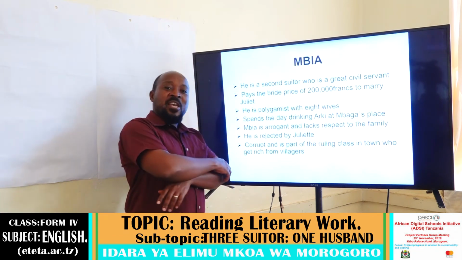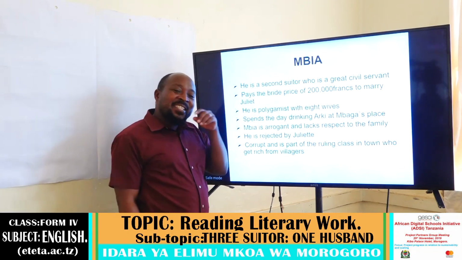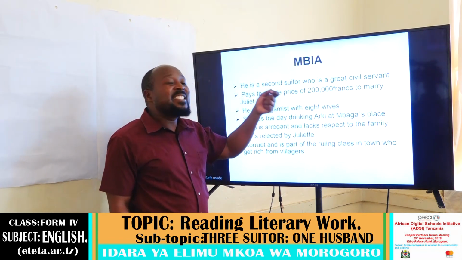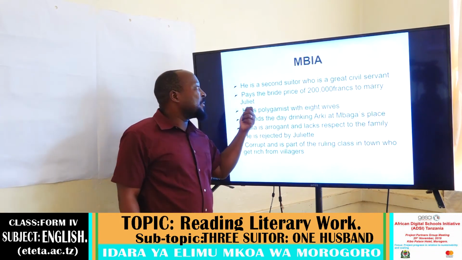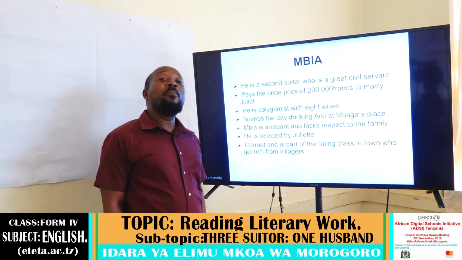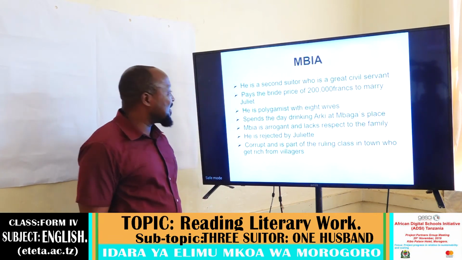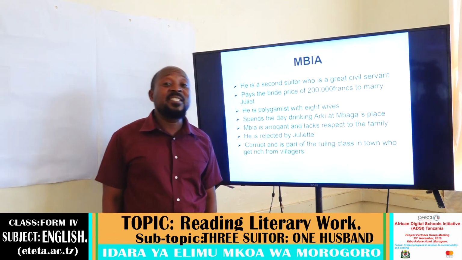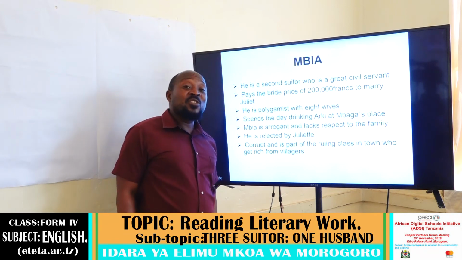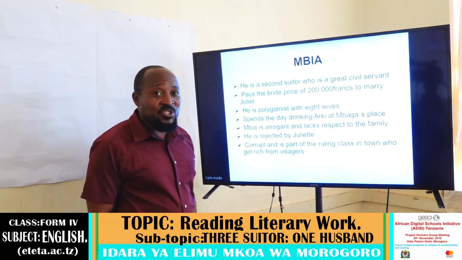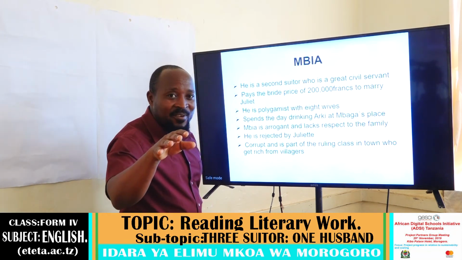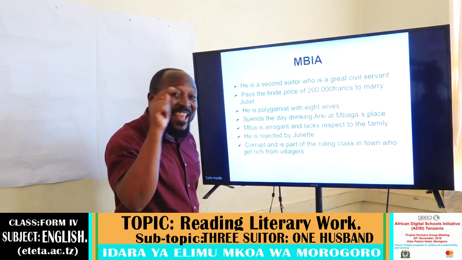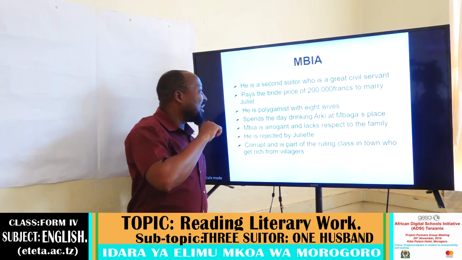We have Mbia. Now, Mbia is a civil servant, a great civil servant from Sangimelima City. And he's the same person who paid a bride price of 200,000 francs. And remember that Mr. Mbia was not a bachelor. He was married to 7 wives. And so, Juliet was supposed to be the 8th wife. You see now?